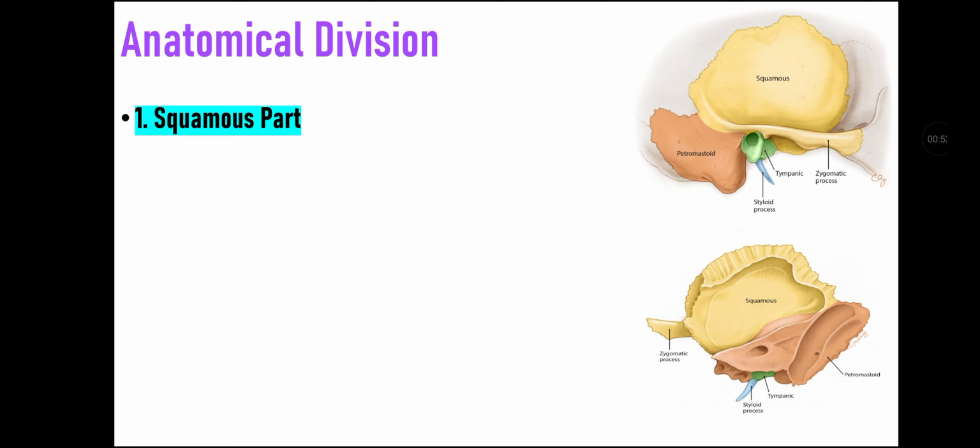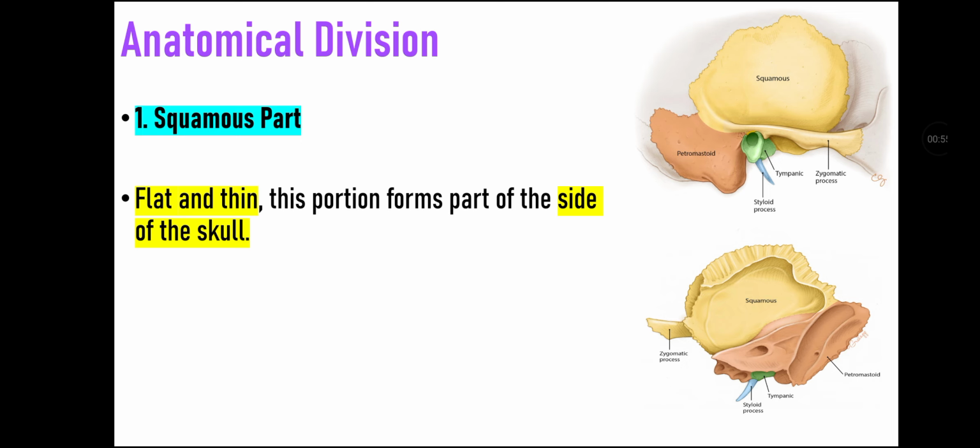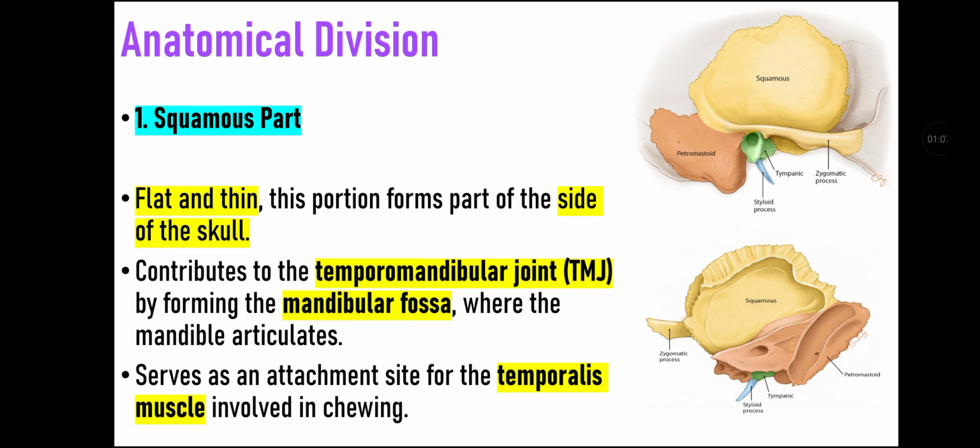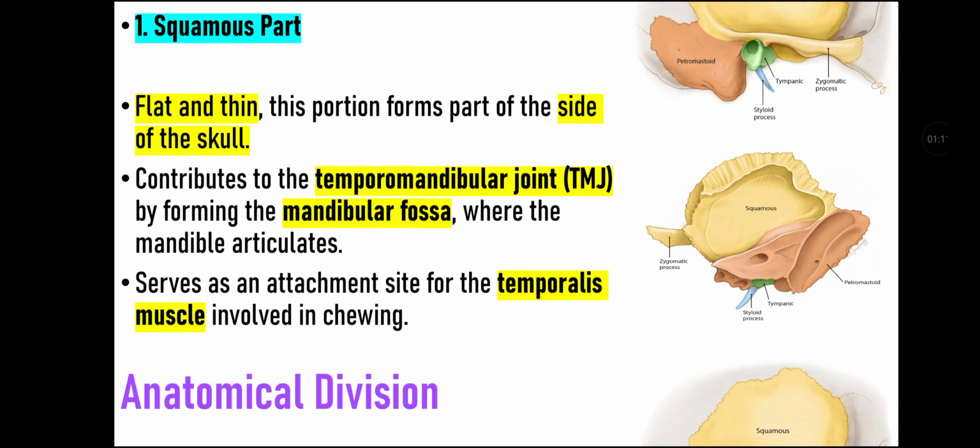First is squamous part of temporal bone. It is flat and thin. This portion forms a part of the side of the skull. It contributes to the temporomandibular joint by forming the mandibular fossa where the mandible articulates. It serves as an attachment site for temporalis muscle that is involved in chewing.